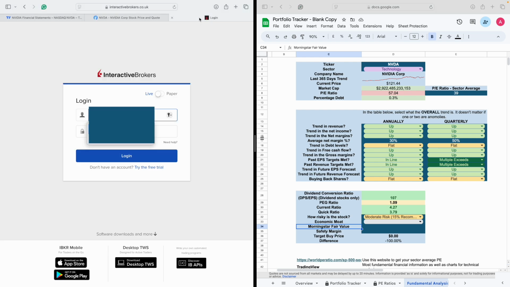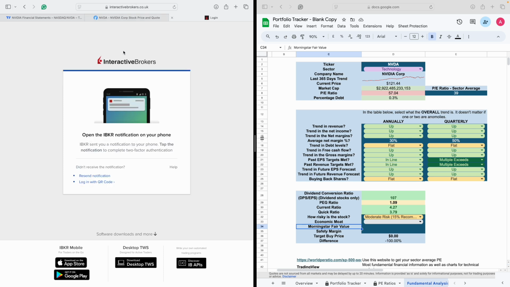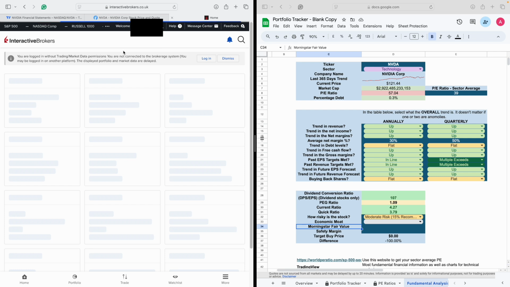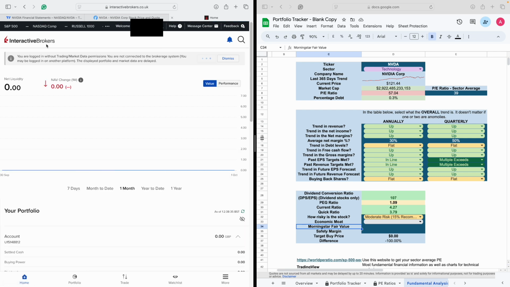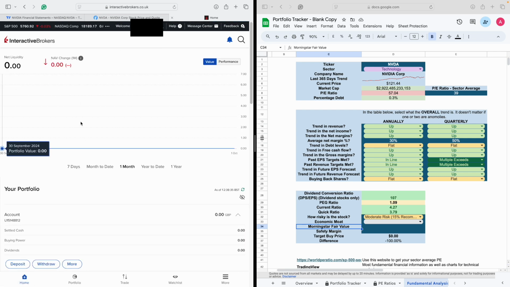So if I go on the next page, let me just log in, sorry, give me 1 second. Yeah. So with Interactive Brokers, I've opened an ISA account, but I've not deposited any money because I don't really use it. I'm happy with Trading 212, so I'm not really using it.